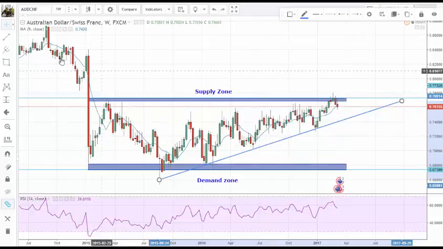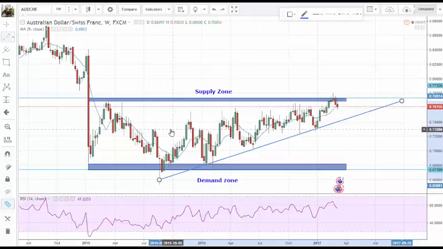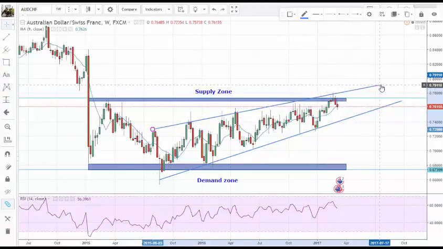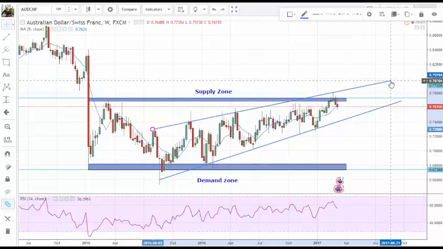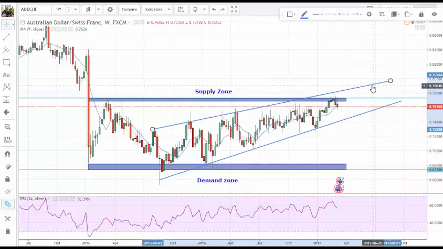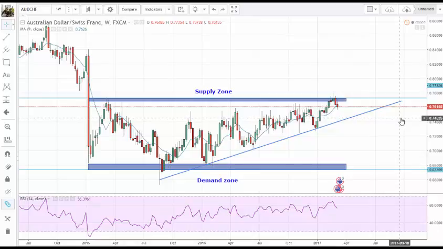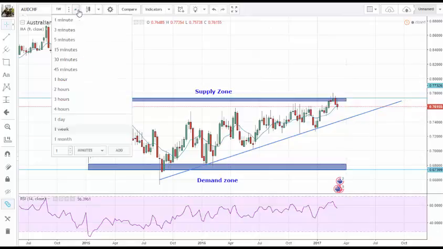I don't know if this is another obvious one, but maybe we're in some sort of small range. For now, I'm not gonna put this one in. I want to keep it clean, I want to keep it clear. So supply and demand, we draw that around the resistance and the support on the weekly chart, and this is a pretty obvious trend line, so I want to put that in too.